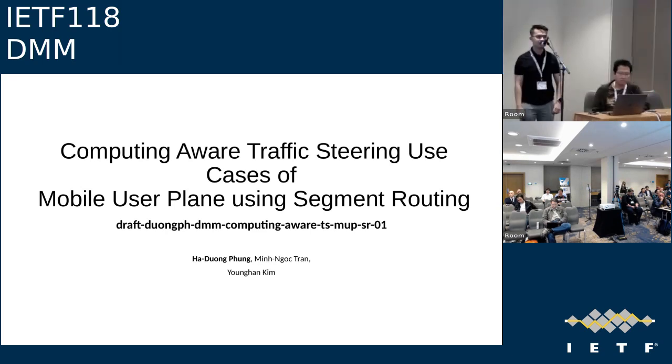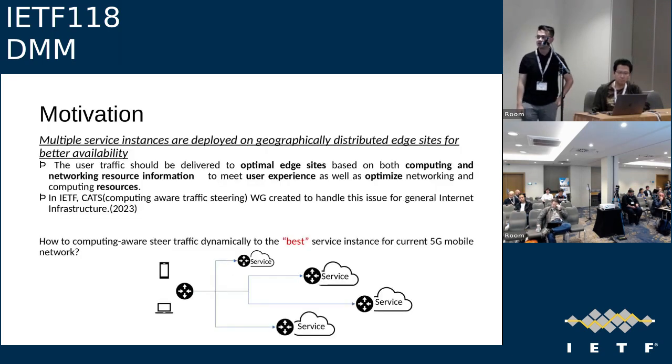I'm very glad to be presenting today, and I want to introduce our work about the computing-aware traffic steering use case of the mobile user plane using segment routing. As you know, in the current network, we have multiple clouds deployed in different locations, and multiple service instances deployed on the multiple clouds. When the user connects to a specific service in one of the clouds, and the service is overutilized, it can directly affect the user experience.